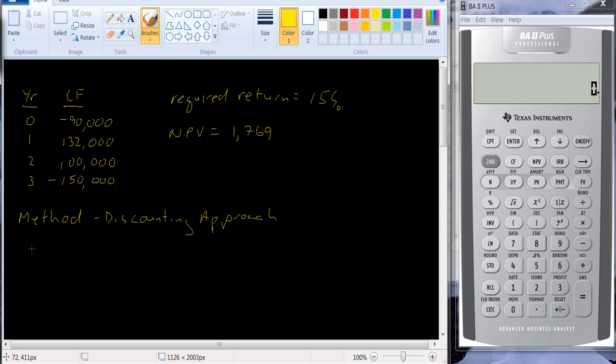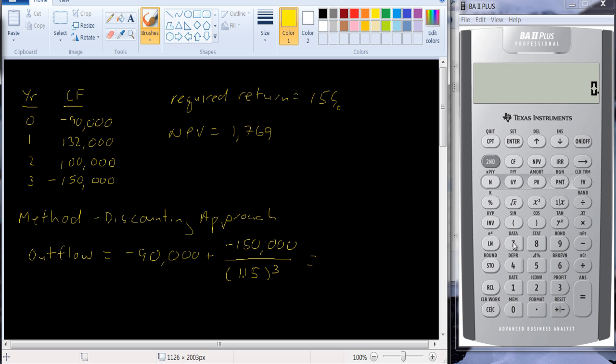So in this case, the outflow is going to be equal to minus 90,000 plus we're going to bring the negative 150,000 in year 3 back to time 0. And we're going to discount by the required return, which is 1.15, and we'll raise that to the third power. So let's see what we get here.